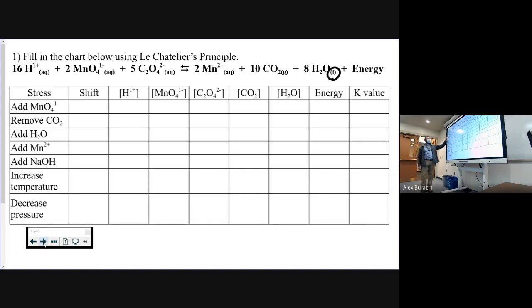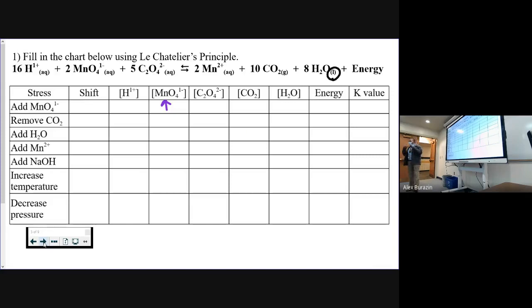Okay, so here's the stress. Now, the way we're going to fill this in is we're going to use arrows, ups and downs and lefts and rights. The first thing I'm going to do is put in the arrow for whatever my stress is. I'm adding MnO4. That means the molarity of the MnO4 is going to go up. It is going to increase because I am adding more.